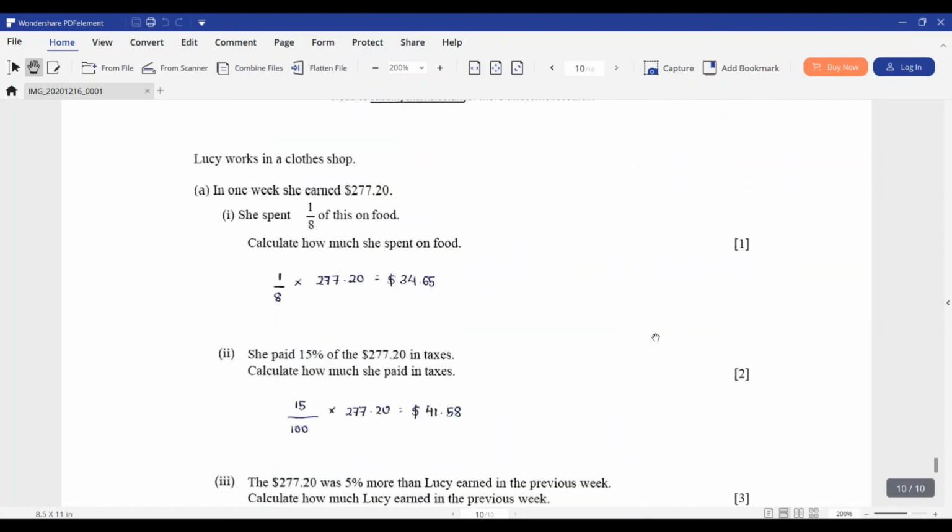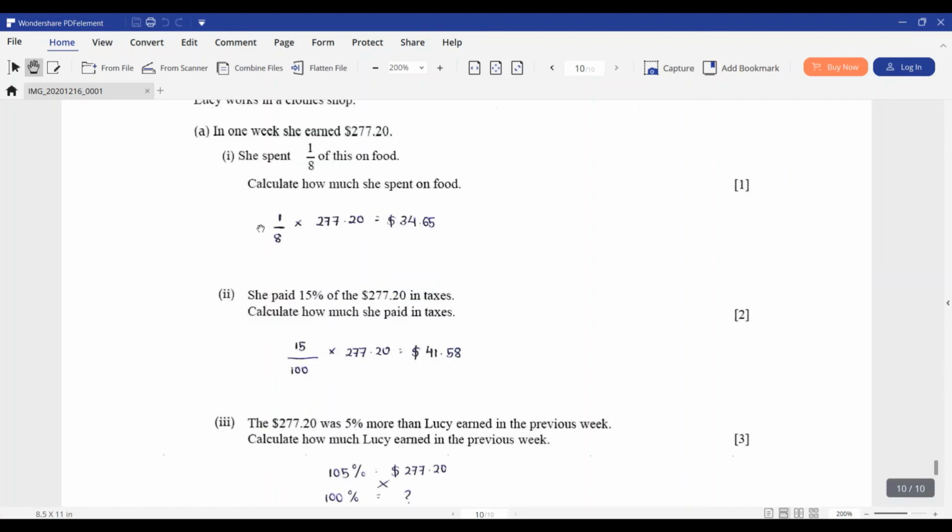Yeah, this is the last question. Lucy works in a clothes shop. Basic question 7, Part A. In 1 week, she earned $277.20. She spent 1/8 of this on food. Calculate how much she spent on food. Multiply. So just take 1 over 8 multiplied by 277.2. You should get $34.65. That's the amount Lucy spent on food.